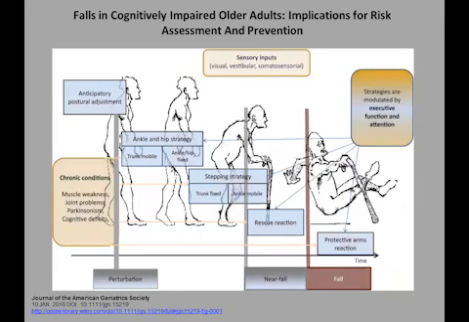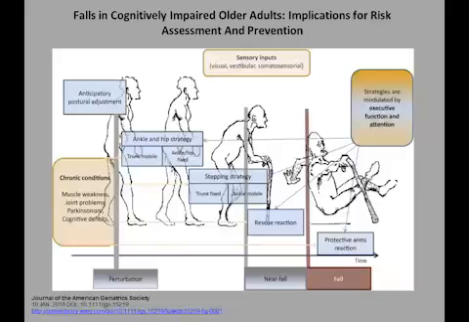This is a schematic of a fall, and this is from the Journal of the American Geriatrics Society, January 2018. So fresh off the press. And in the side right, strategies for modulating or modifying risk for falls. So you need executive function and attention.